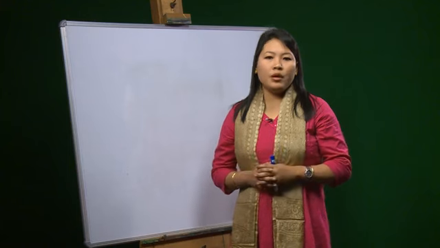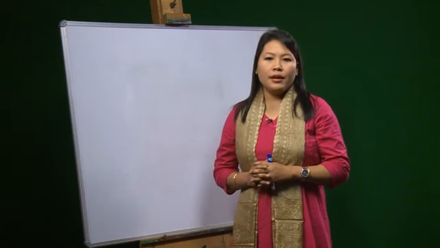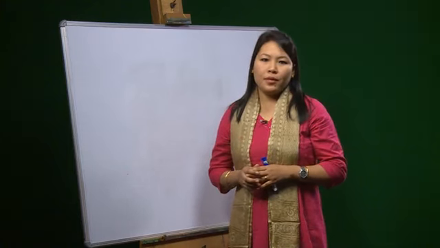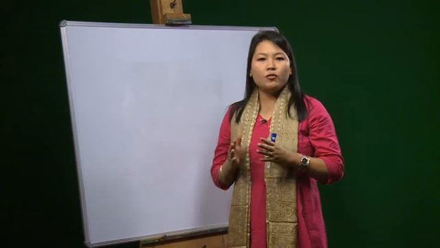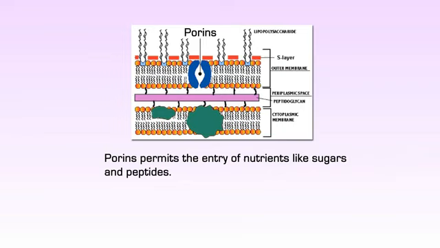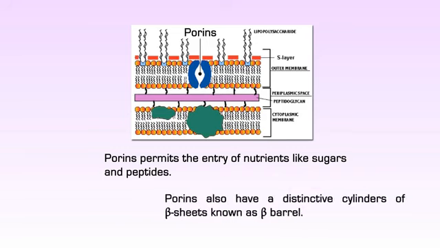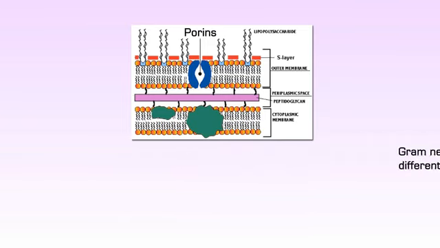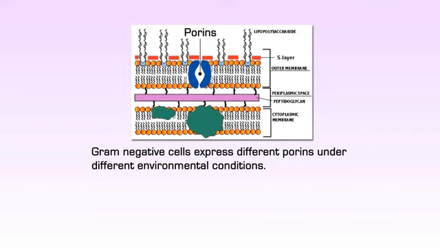Next we'll come to the proteins of the outer membrane. Outer membranes also contain unique proteins that are usually absent in the inner membrane. They contain a class of transporters known as porins. These porins permit the entry of nutrients like sugars and peptides. They also have a distinctive cylinder of beta sheets, which we also term a beta barrel. And these gram-negative cells express different porins under different environmental conditions.